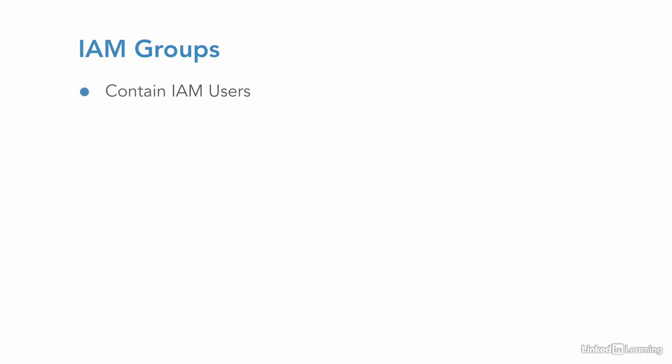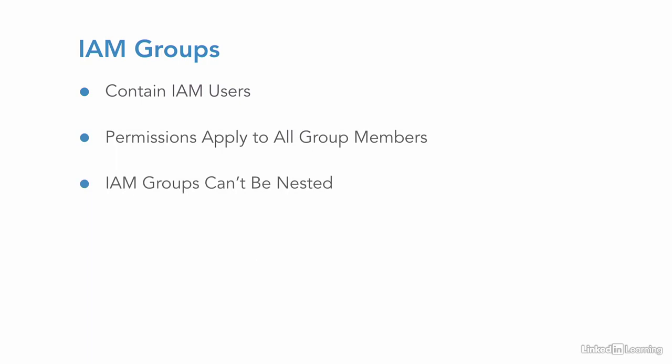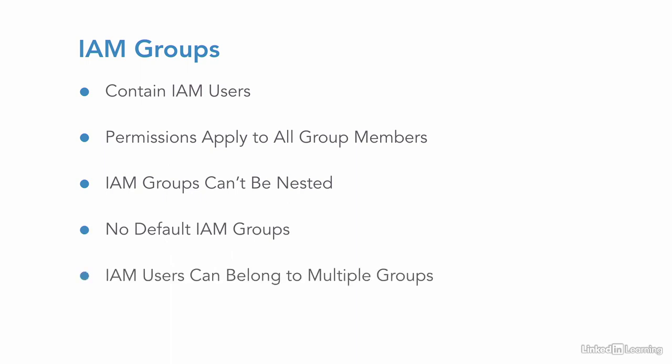IAM groups contain IAM users, no surprise there, and the permissions assigned with permission policies to a group apply to all of the group members. Now, unlike other networking operating systems, IAM groups can't be nested, and there are no default groups when you start off with AWS. However, IAM users can belong to multiple groups.